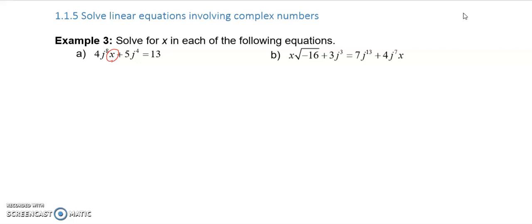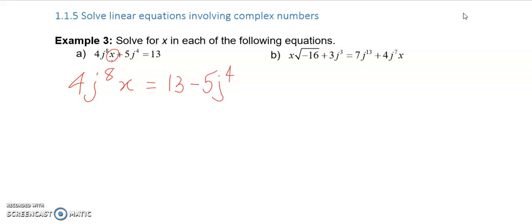So what we should do here is, first of all, as you were doing with regular linear equations, take everything that doesn't have an x to one side of your equation, and everything that does have an x, you leave on the other side of your equation. So you're going to call this 4j to the power of 8 times x. You could even simplify here if you wanted to, is equal to, and on the other side of your equation, you're going to have 13 minus 5j to the power of 4.